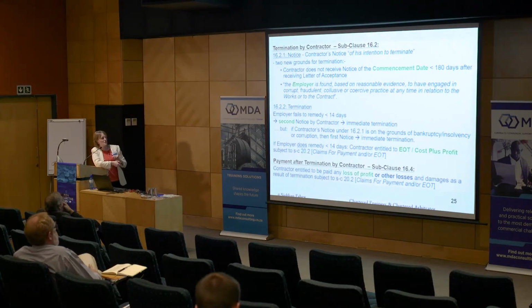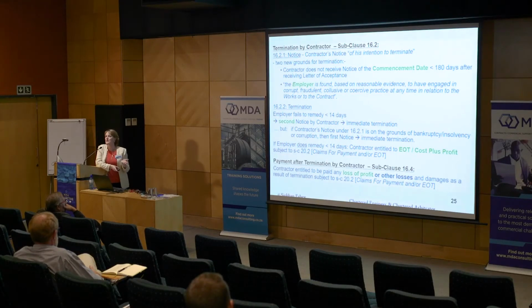So there's a new provision under FIDIC contracts to say that even if the employer does remedy his default within that 14 days that he's got to do so, the contractor is entitled to extension of time and cost plus profit. Yeah, subject to the claims procedure if he has actually incurred cost or he has experienced delay.